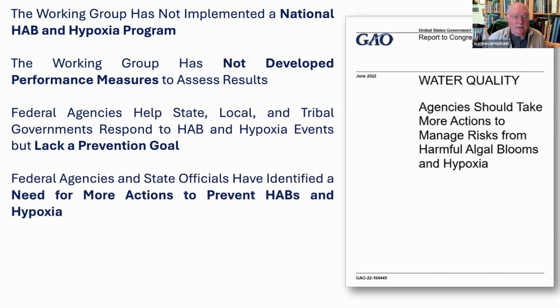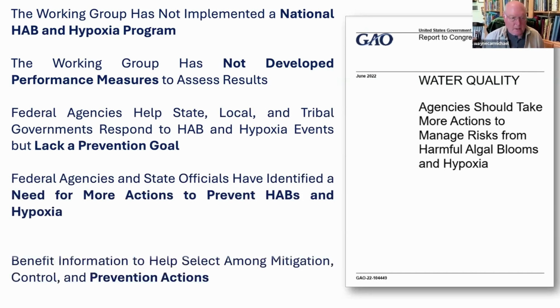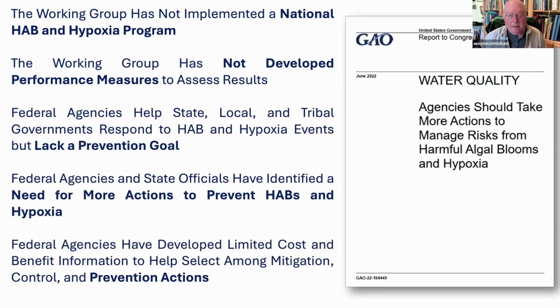Those federal agencies have identified a need for more actions to prevent HABs and hypoxia. And they have developed limited cost and benefit information. That information is being used to select among the mitigation methods, but only mentions the need for prevention.